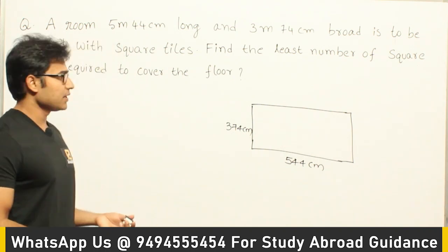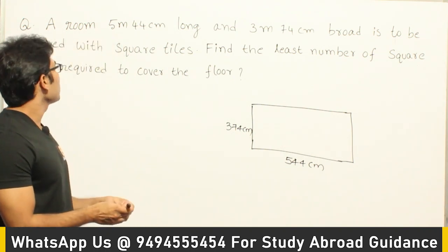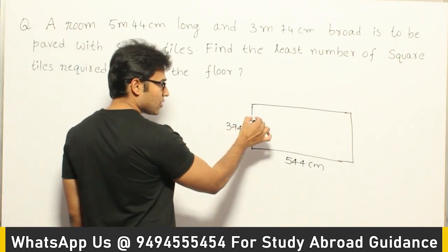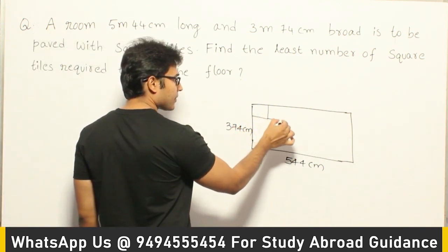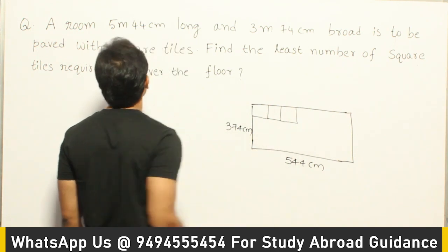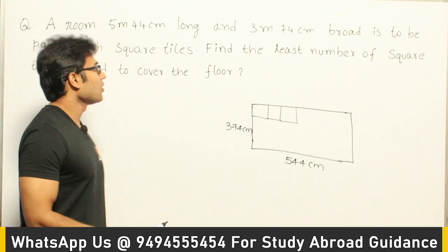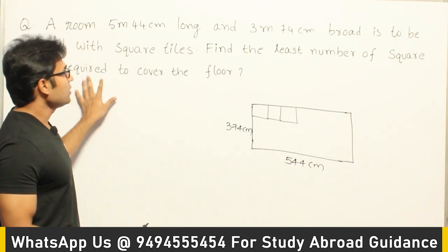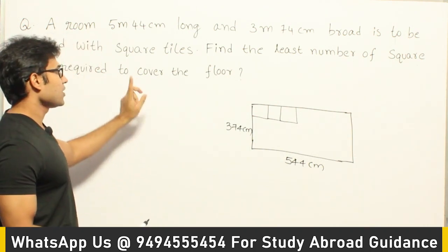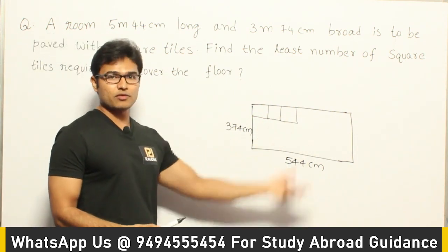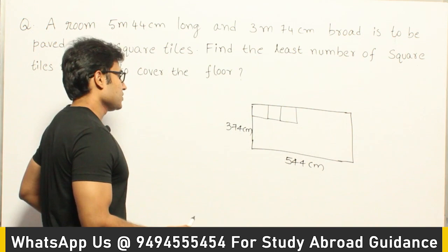Now they are saying that this has to be paved with square tiles. So we have to take square tiles and cover it. Paved means covering. This big room has to be covered with all the tiles. They are saying find the least number of square tiles required to cover the floor. So you have to cover it with the least number of tiles. Now let's try to solve it.